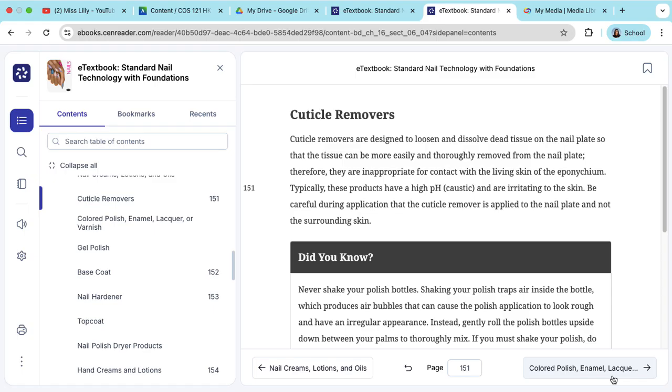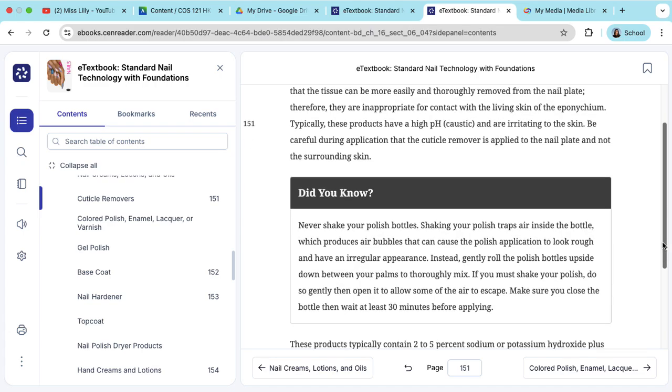Cuticle removers. Cuticle removers are designed to loosen and dissolve dead tissue on the nail plate so that the tissue can be more easily removed from the nail plate. They are inappropriate for contact with living skin. Why? Because these products have a high pH, are caustic, and are irritating to the skin.